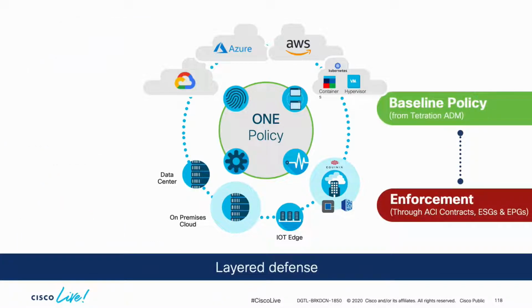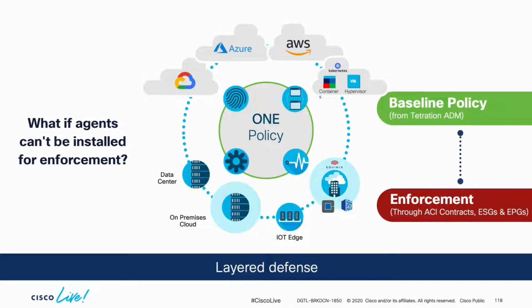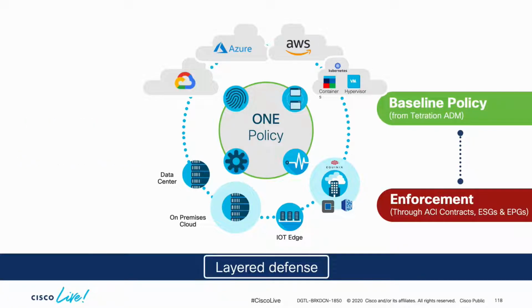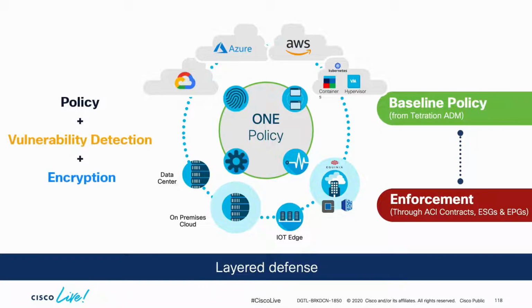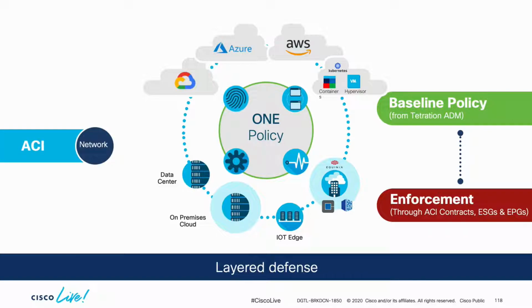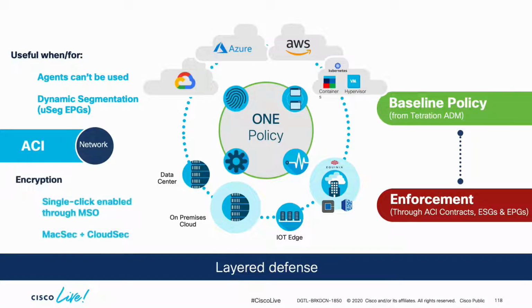But there may be times where you can't simply install an enforcement agent, and this is where the layered defense approach plays a huge role. First, in terms of policy. Second, in terms of vulnerability detection. And last, in terms of end-to-end encryption. Therefore, our second layer of consistent protection at the network level is critical, and ACI can become a great asset for this purpose, not only by providing consistent policies anywhere, but also enabling dynamic segmentation through microsegmented EPGs, and even single-click encryption with Multi-Site Orchestrator.